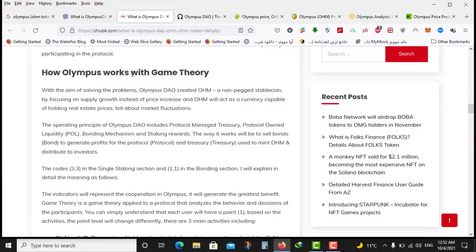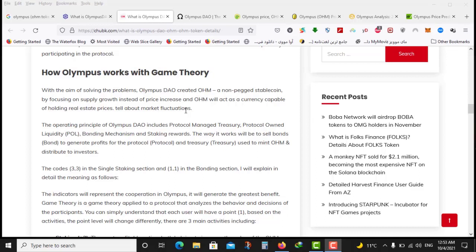How Olympus works with game theory. With the aim of solving problems, Olympus DAO created O, a non-pegged stablecoin, by focusing on supply growth instead of price increase, and O will act as a currency capable of holding real estate prices, tell about market fluctuations. The operating principle of Olympus DAO includes protocol managed by Treasury, protocol-owned liquidity pool, bonding mechanism, and staking rewards.